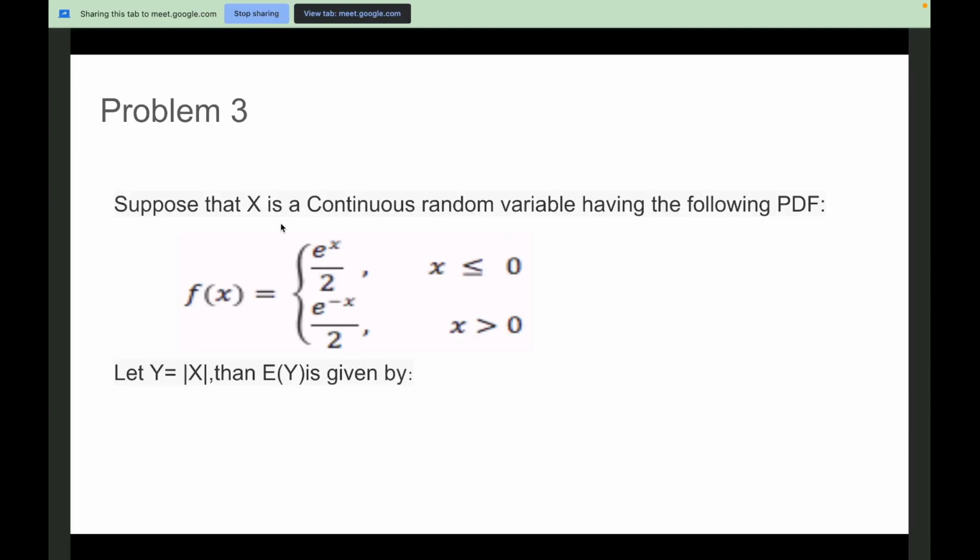So here, x is a continuous random variable and we are given the probability density function, and then we are given this y, which is a function of x. Okay, and then we need to find the expectation of this y value. Okay, so just try to solve this and I will be back in 5 minutes.